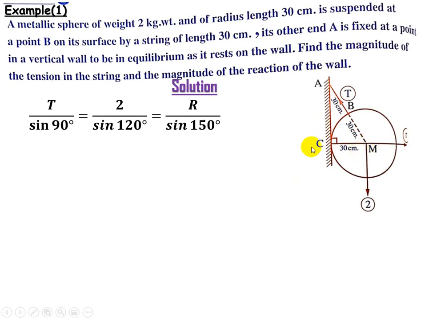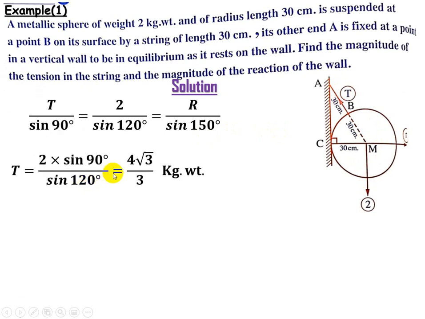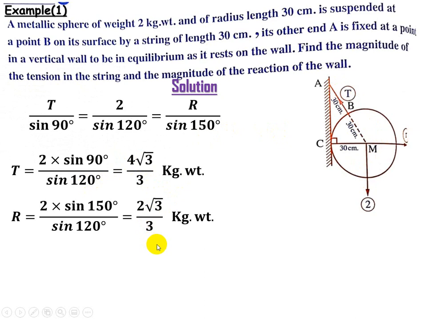By applying Lami's rule, 2 over sine of the angle between R and T, which is 120, equals T over sine of the angle between R and 2, which is sine 90, equals R over sine of the angle between T and the weight, which is 60 plus 90, which is 150. By cross multiplication, you will find that T equals 4 root 3 over 3 kg weight and R equals 2 root 3 over 3 kg weight.